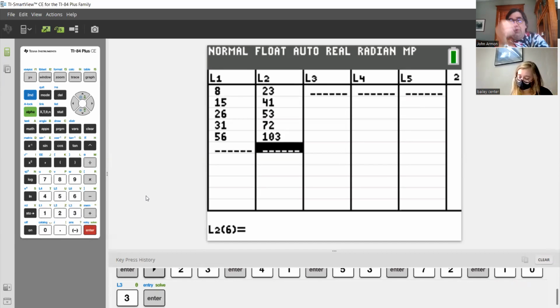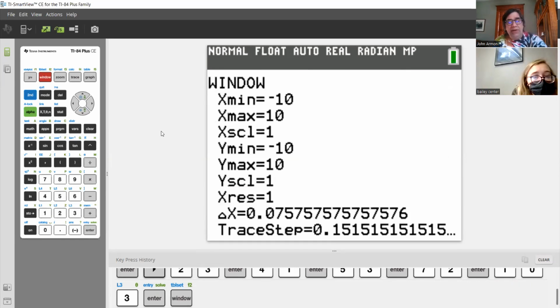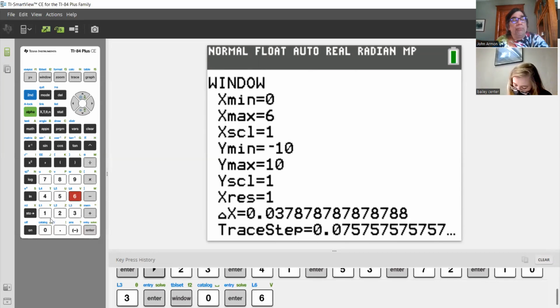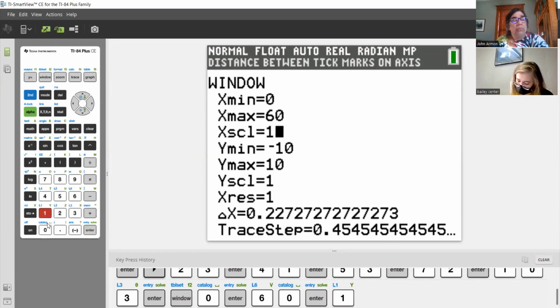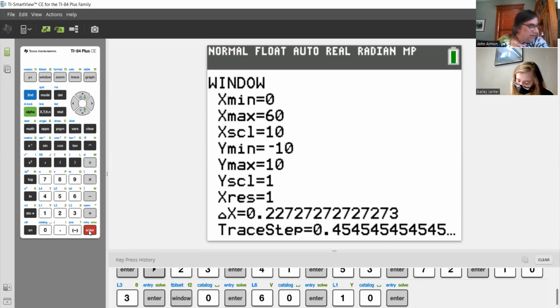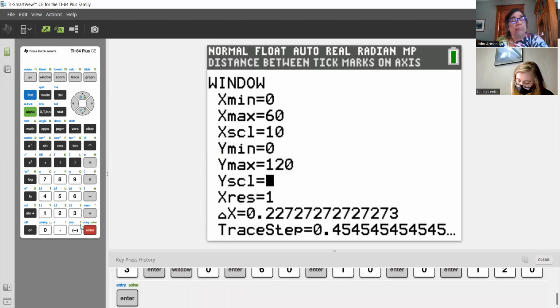Now, it's not something you have to do, but if you want to actually see what the scatter plot looks like, the calculator will do that for you. You can draw it by hand, but the calculator will take less time. You can set your window size so you can see everything. So we're going to go from 0 to 60. And then for the Y values, we'll go from 0 to about 120. And our scale will be 10 on each axis.